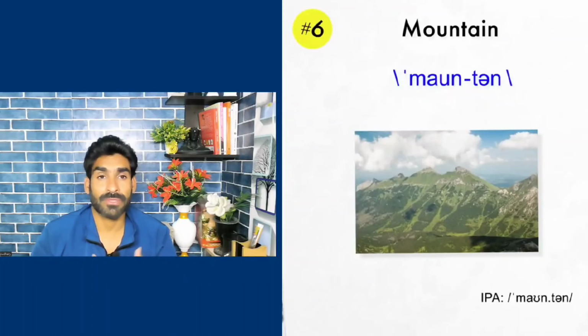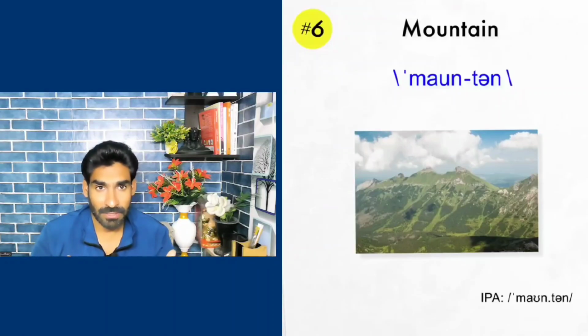Mountain. People pronounce it incorrectly, like mountain with a hard t. It's not ten, it's ton. The correct pronunciation is mountain.